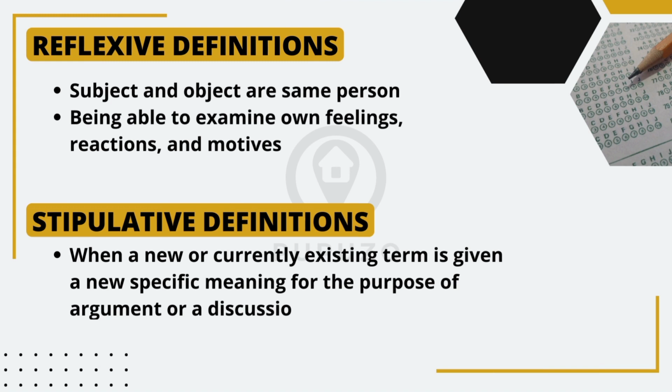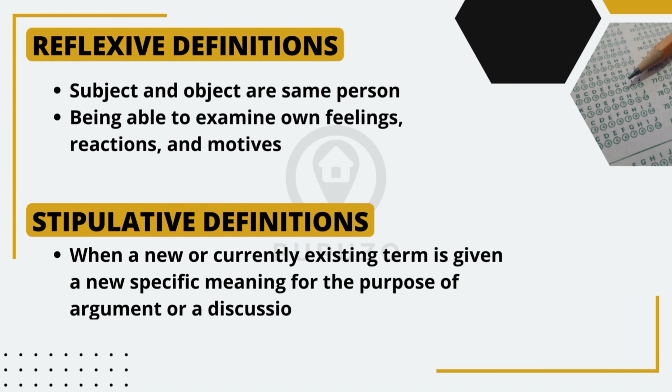Next, we have reflexive definitions. In reflexive definitions, the subject and object refer to the same person. These definitions allow individuals to examine their own feelings, reactions, and motives. By exploring one's own internal processes, reflexive definitions promote self-awareness and introspection.